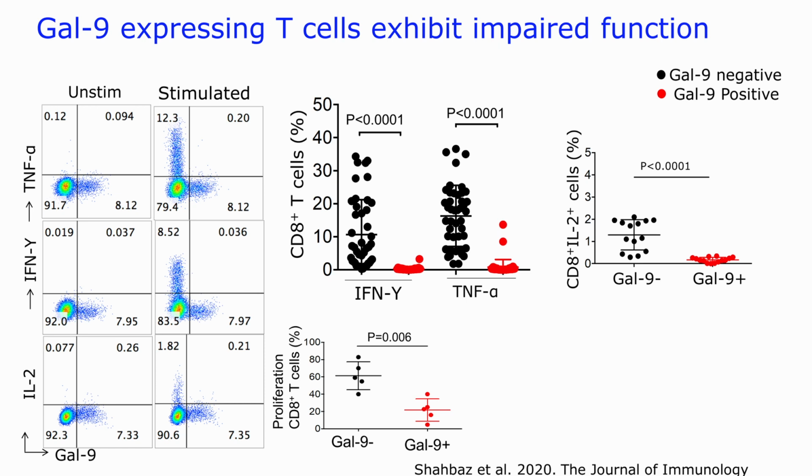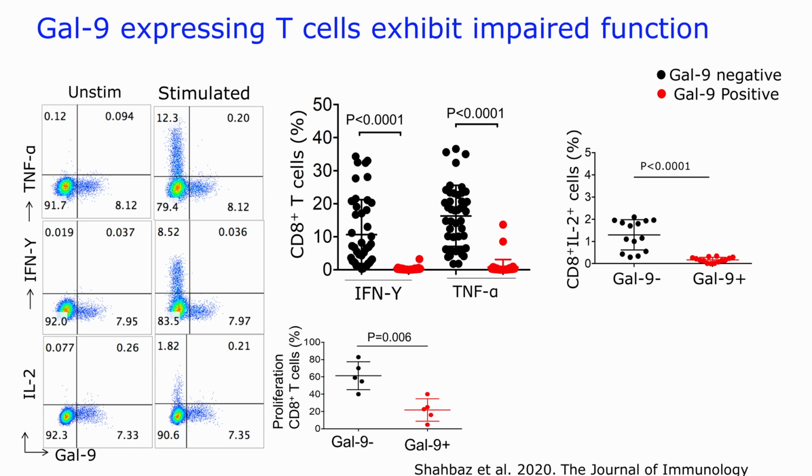And then we looked at their function. So we looked at 3 cytokines. In this quadrant, you can see that these are galectin-positive cells, and those are galectin-negative. And this is unstimulated cells. Obviously, you shouldn't see much cytokine: interferon gamma, TNF, IL-2. But when you stimulate them, you see that only galectin-negative cells secrete cytokines in this quadrant. But in this quadrant, the galectin-positive, they have almost 0. So that means that they are unable to secrete when they have galectin on their surface.